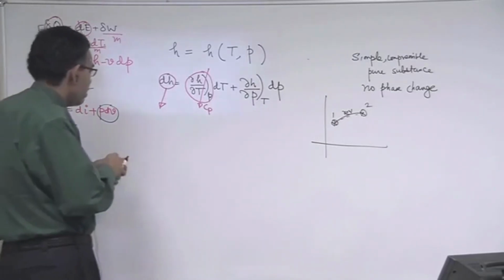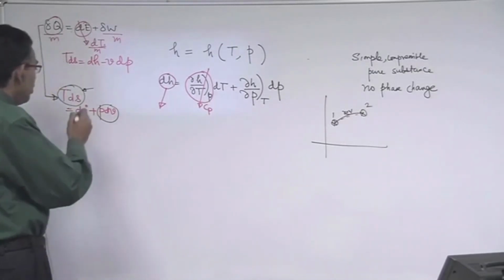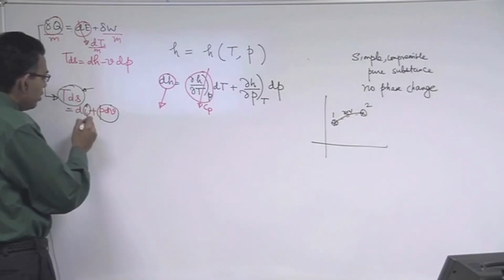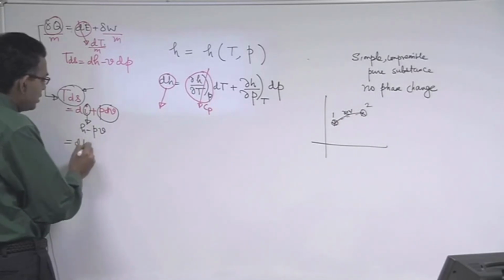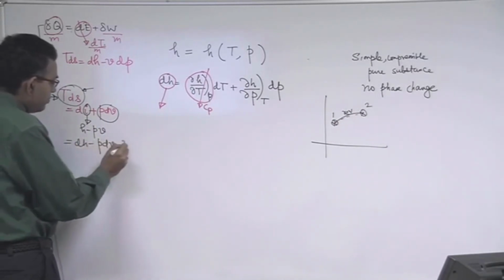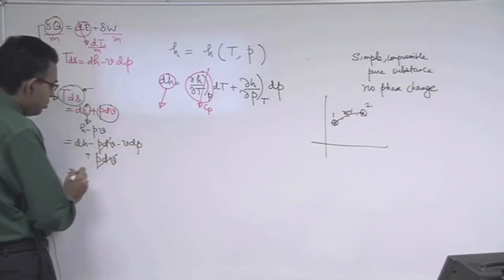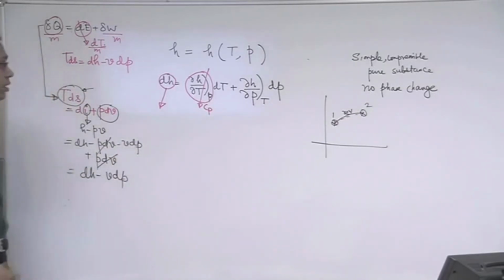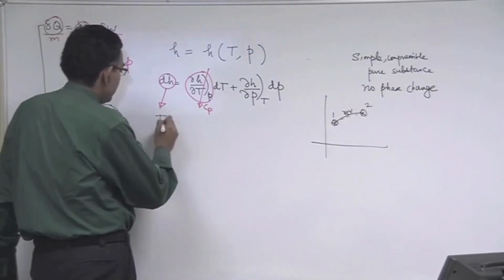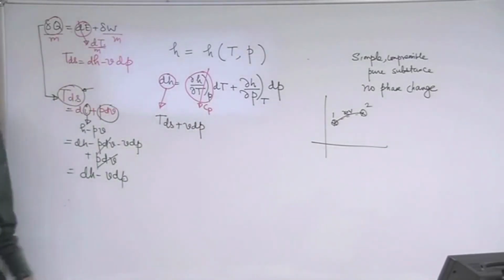Now, the next step is very simple. We know that I is equal to H minus PV. So, this will be dH minus PdV minus VdP plus PdV. The PdV gets cancelled out, so dH minus VdP. In place of dH we will write TdS plus VdP.